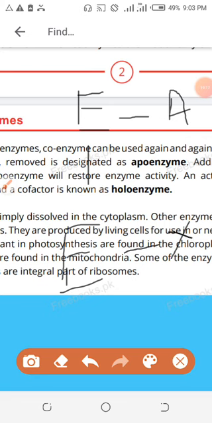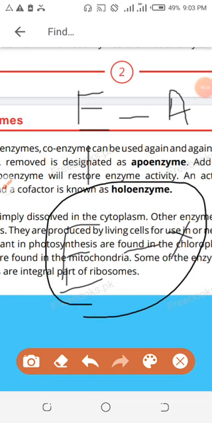One enzyme needs help. The enzyme which doesn't need help, I am not talking about this type of enzyme. I am talking about this type of enzyme which needs help. Which help? Cofactors. If you remove cofactors, this is a confusion. Normally students think this enzyme can work properly, even if cofactors are given or not given.